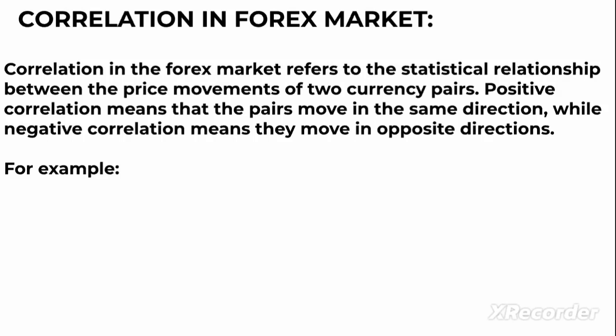Hello guys, welcome to another video, and in this video we're going to be talking about correlation in the forex market. Correlation in a simple form refers to an agreement, or an alignment, in the operation of two different bodies or objects. So let's say we have object A and object B, and these two objects are behaving in like manner.